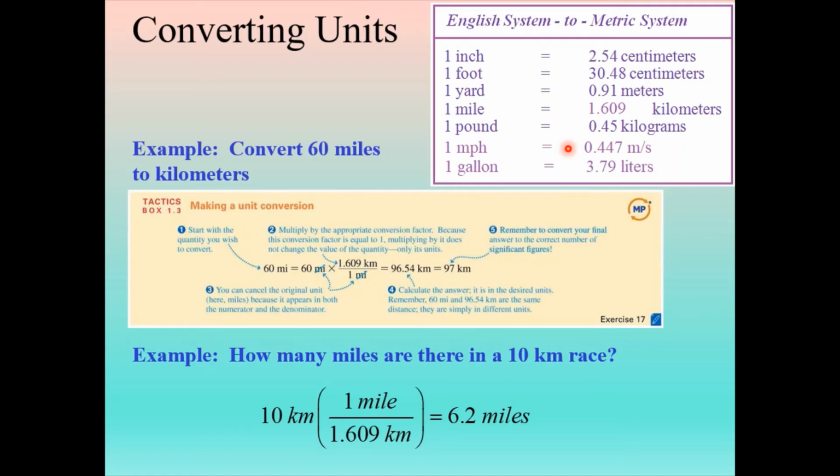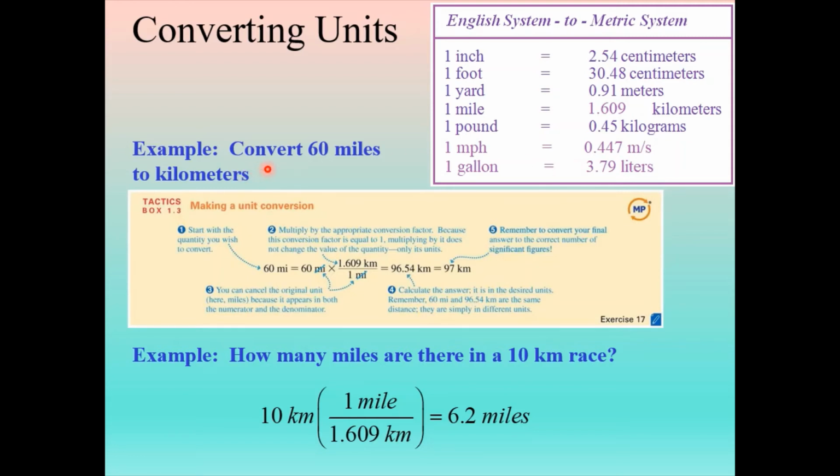We'll talk about what speed and velocity mean later in the course when we get to Chapter 2. One more I'll just throw out here, this is a common one, is for volume in the English system, a gallon is equivalent to 3.79 liters. So in order to make a conversion, let's just start doing some examples here.